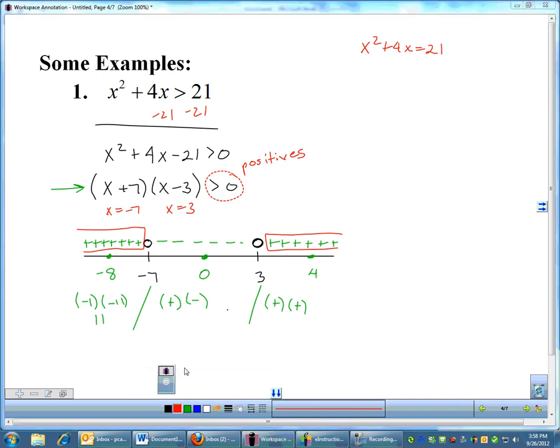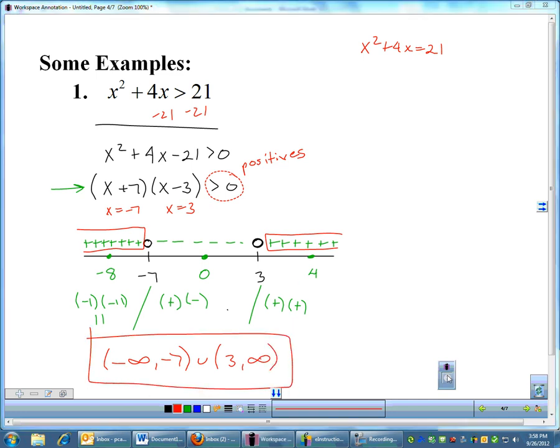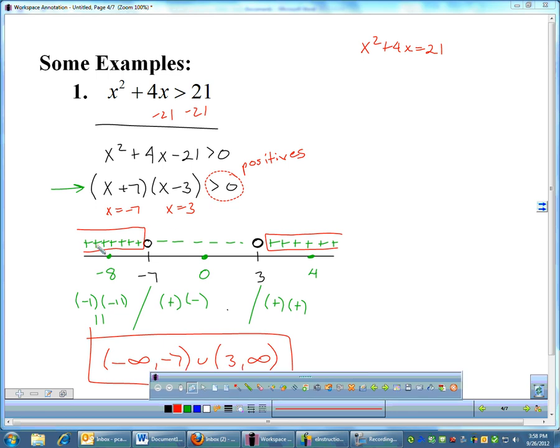So my answer is everything before negative 7. So negative infinity to negative 7. And then everything after 3. And that would be the solution to this problem. So you do the sign analysis, and then you look at your signs to pick the intervals that you need.